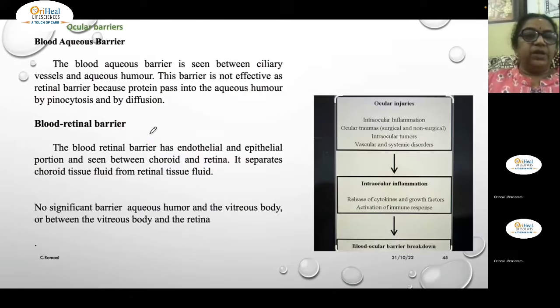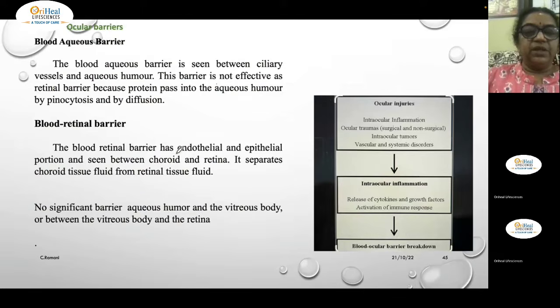Now coming to the physiology, that is the aqueous barriers. The blood aqueous barrier is seen at two regions. One is the blood aqueous barrier, that is between the ciliary vessels and the aqueous humor, and another is the blood retinal barrier. That is actually, in the true sense, a barrier because it has both endothelial and epithelial portions, which is seen between the choroid and the retina.